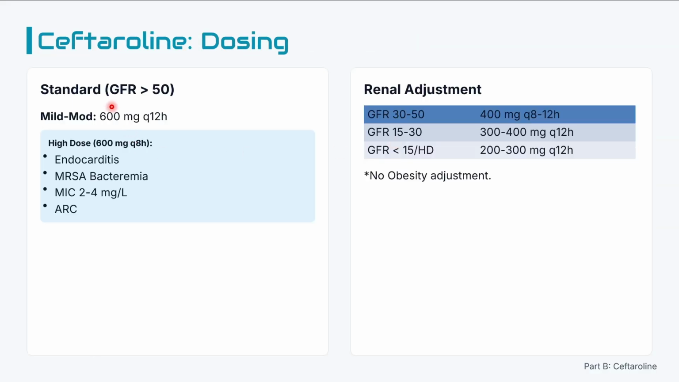So ceftaroline standard dosing is 600 mg Q12 hourly. High dose can be given Q8 hourly for endocarditis, MRSA bacteremia with MIC of 2 to 4, and augmented renal clearance patients. Renal dosing is adjusted accordingly. In case of GFR less than 30, it is 400 mg Q12 hourly. If GFR is less than 50 or on HD, it is 300 mg to 200 mg Q12 hourly.